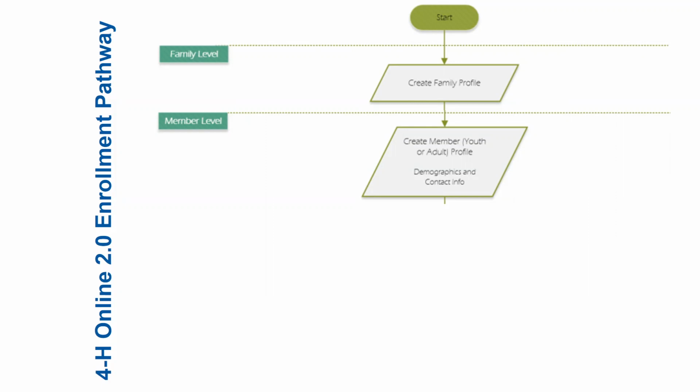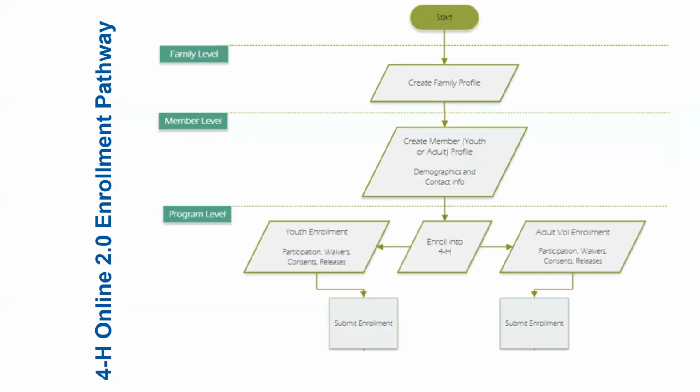Once the profile is created, the enrollment into 4-H can begin at the program level. Information collected at this point includes waivers, consents, releases, and how that individual is participating in the program by enrolling into clubs, units, and projects. And then the enrollment is submitted by the family.